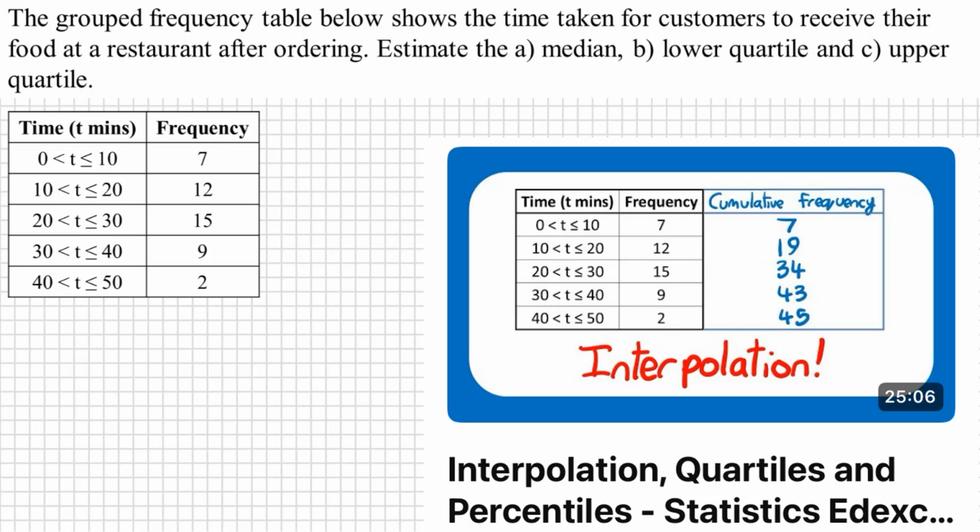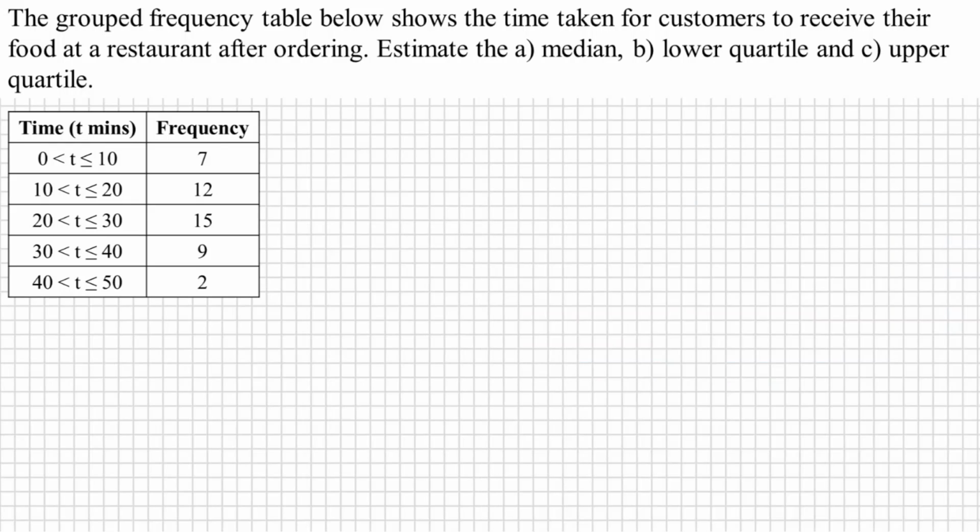In the last chapter, we did a video on interpolation and we talked about how we can estimate the median and quartiles in a grouped frequency table using that method. Another way that we can do this is using a cumulative frequency graph, okay? So here's an example question on this. This is actually one of the examples we used in the interpolation video.